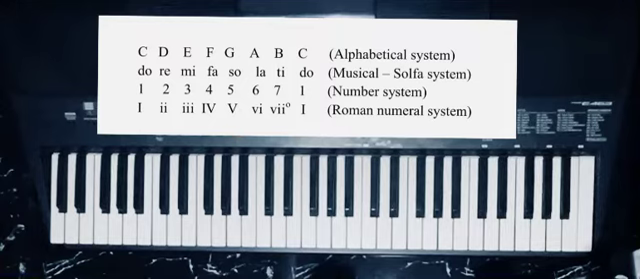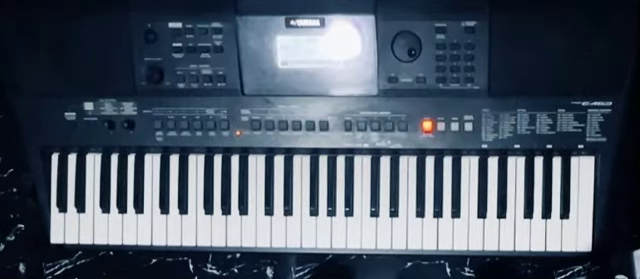Okay. When you hear number system, what comes to mind? Number system means you are going to number the notes. So the numbers are 1, 2, 3, 4, 5. When you hear number system, that is what has to come to mind: 1, 2, 3, those are numbers, right?